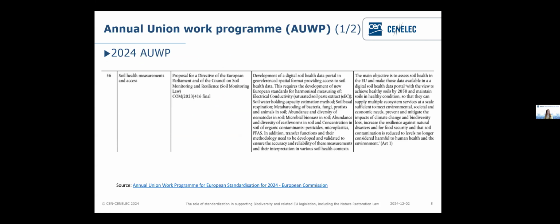Now I'm already moving forward to some of the upcoming topics that CEN will potentially look at in terms of standardization. There's a document called the Annual Union Work Programme, which comes out every year. Informally, I like to call it the wish list for standardization from the European Commission. I thought it would be interesting to bring up this one action here, 56. I know it's not super easy to read as it's just a screenshot, so I put the link to where you can read this online.